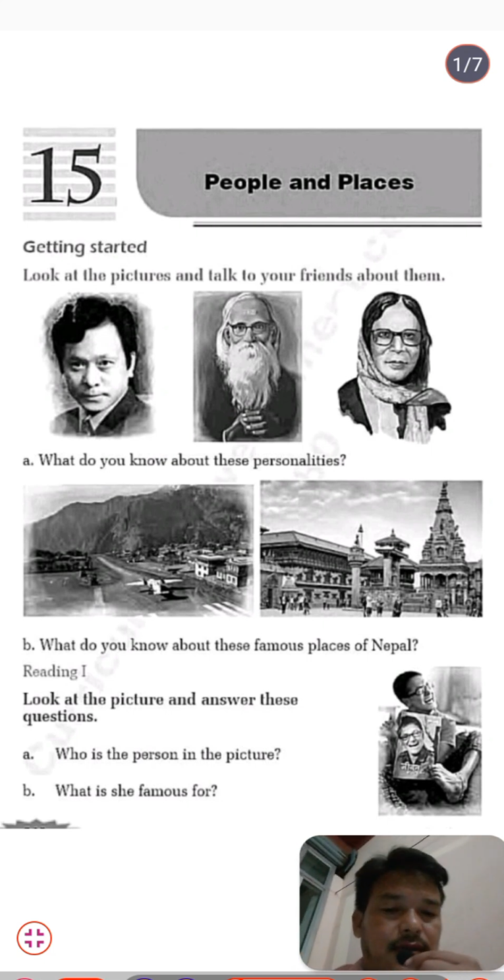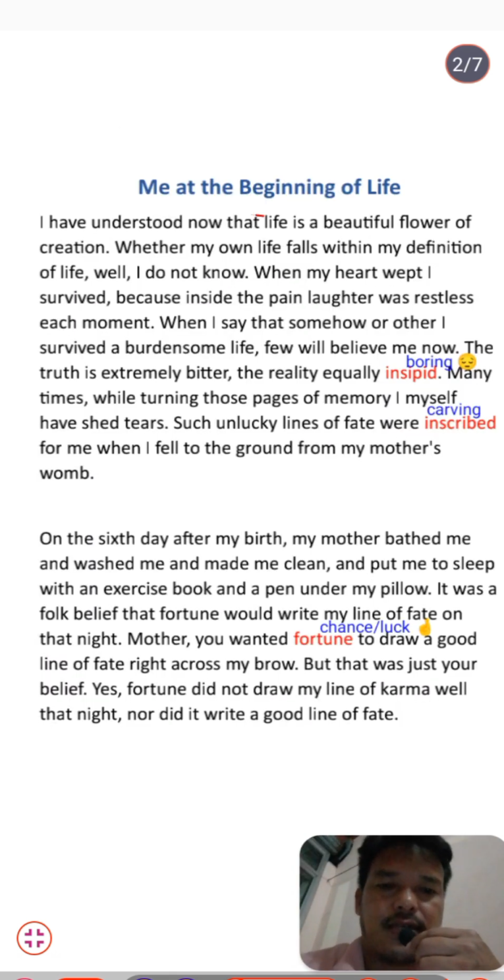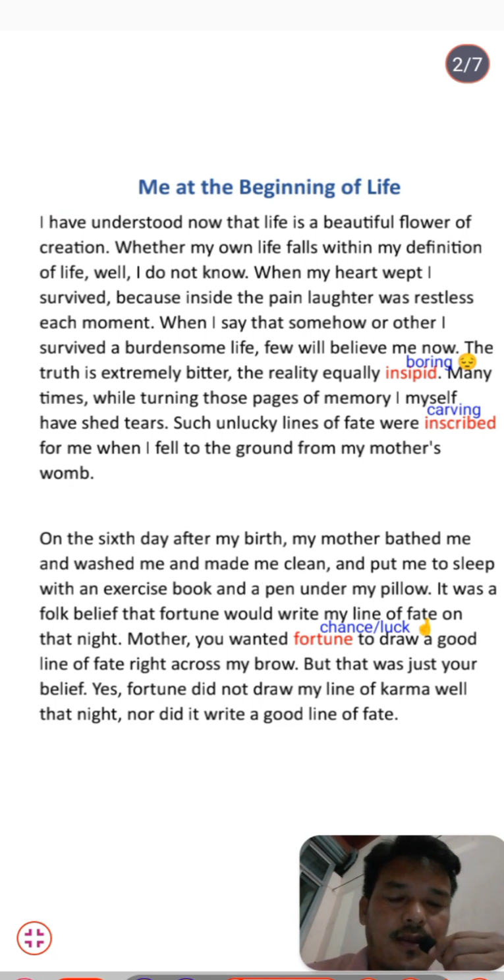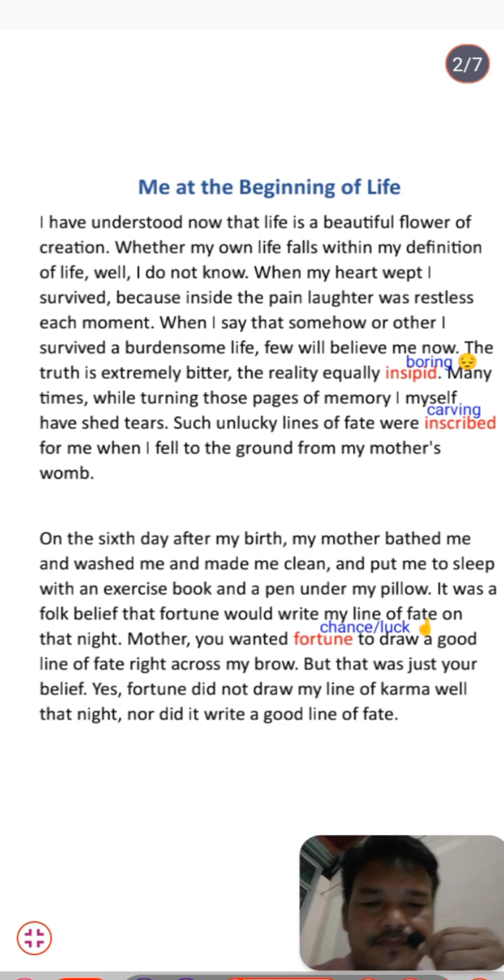Now move to its text. Reading first text. In reading first text, students, we have the title "Me at the Beginning of Life." In this text, we are going to discuss the autobiography of Jamuna Kumari Ghimire. Let us start the text.